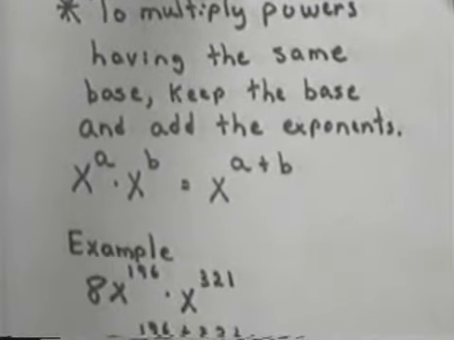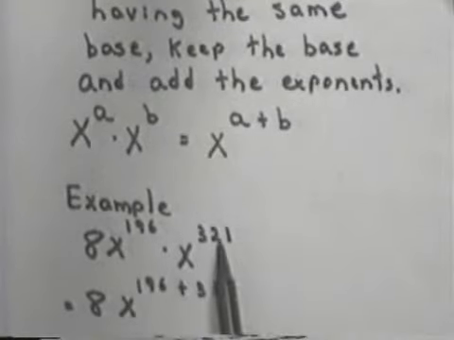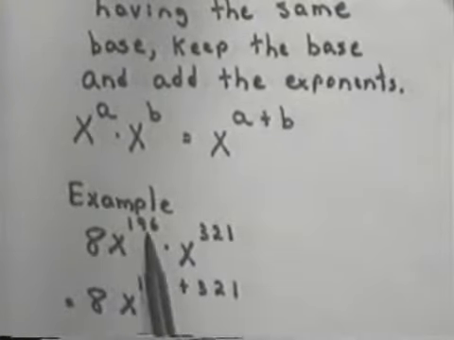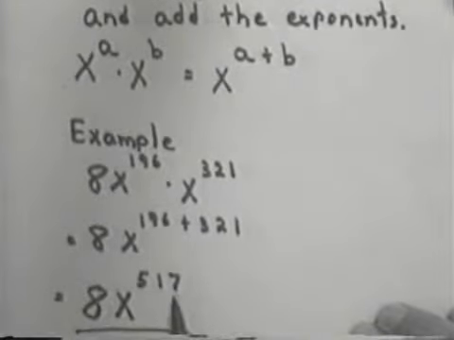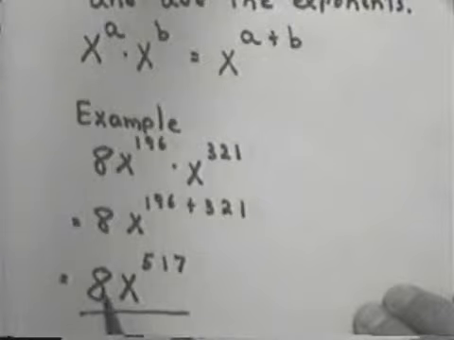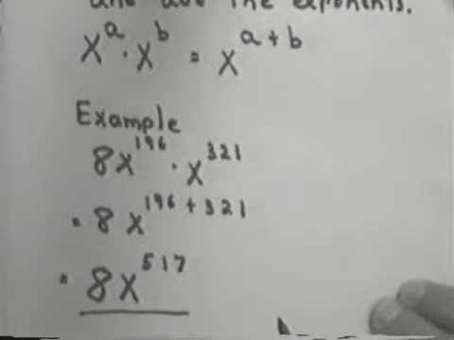So I can write down the 8, I can keep the base x, and I can add the exponents on the x. So I'm adding the exponent 196 to the exponent 321. Taking the calculator and adding 196 plus 321, we get 517. So the answer is 8x to the 517. So using the rule, this problem was fairly simple. Using the definition of exponent, as we did in the first example, it takes forever.